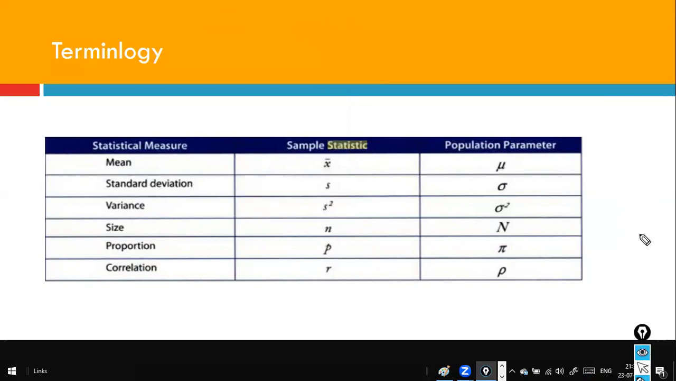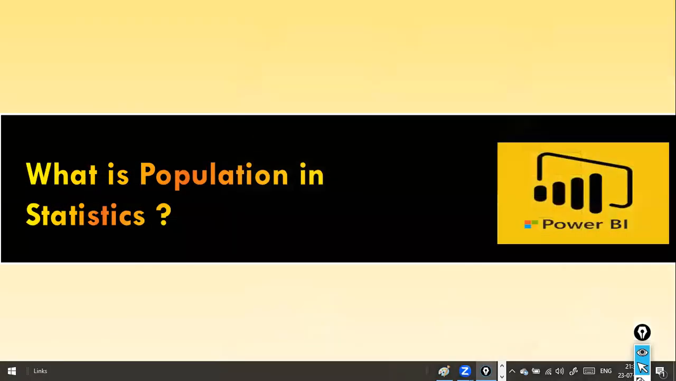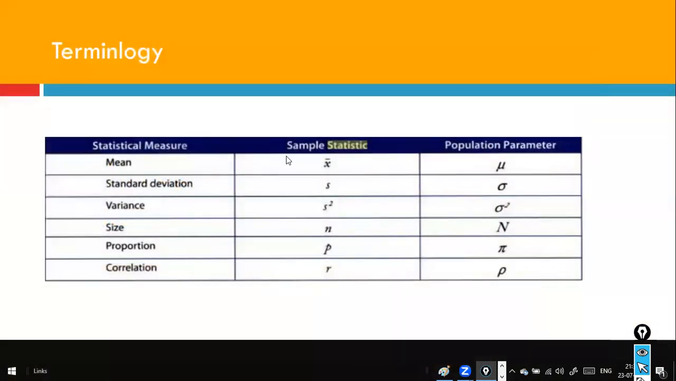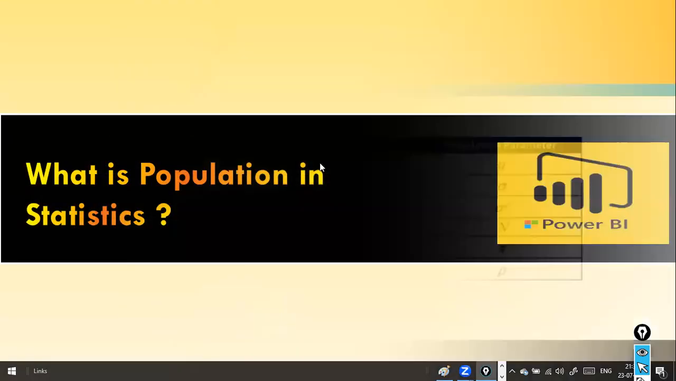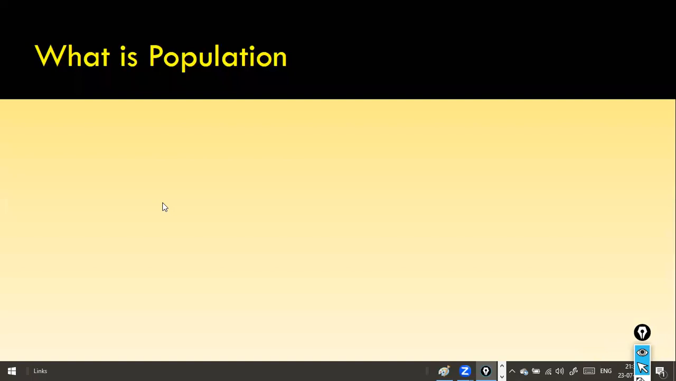Next, we will understand what is population and sample. What is population in statistics? Statistics is different from statistic, guys. Statistic refers to a sample. Statistics is the subject we are learning now.